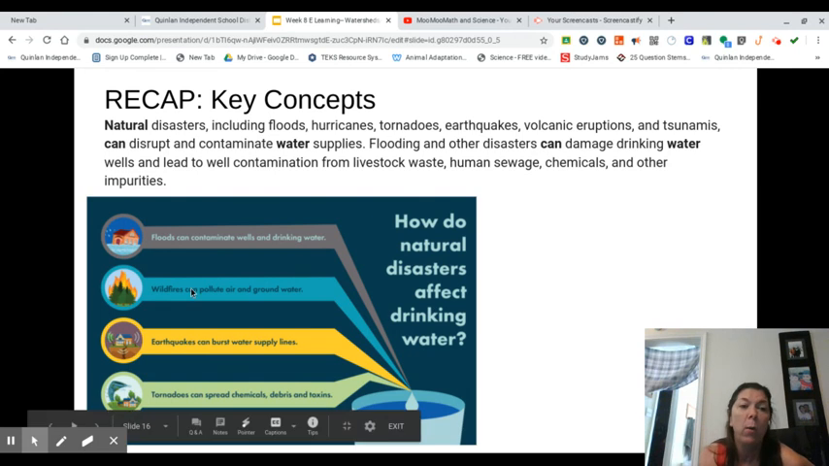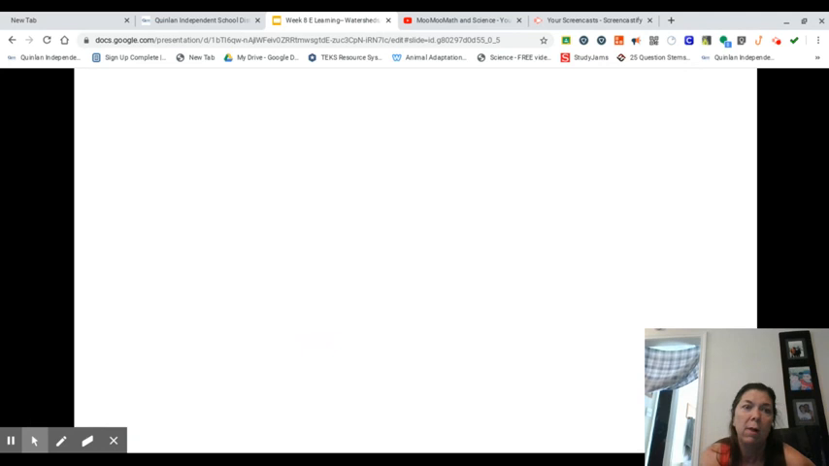Okay, think about wildfires. All that smoke is going into the air, so again, contributing to air pollution, which will contribute to acid rain. Earthquakes, busting water lines and dams and things like that. Tornadoes, just think about the debris that a tornado will spread everywhere. So, again, contributing to the quality of your water.